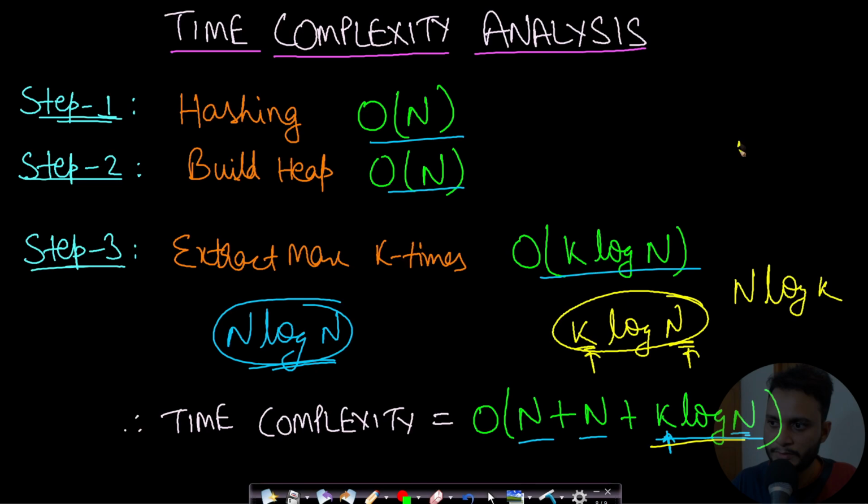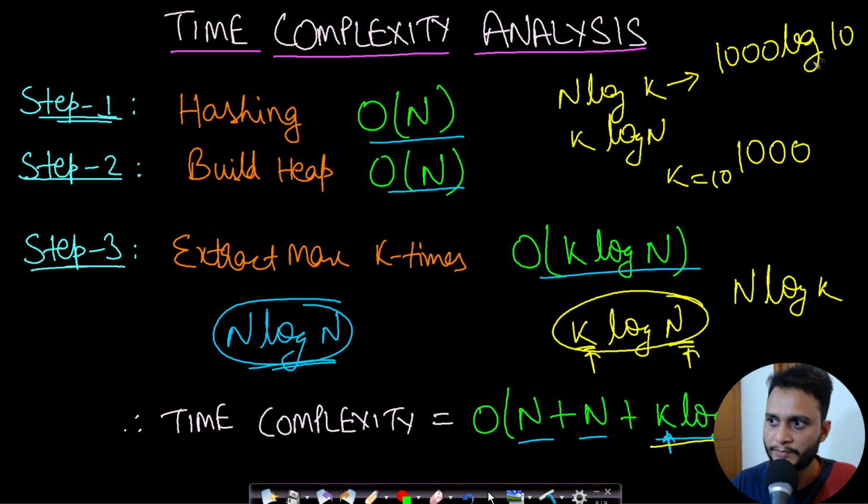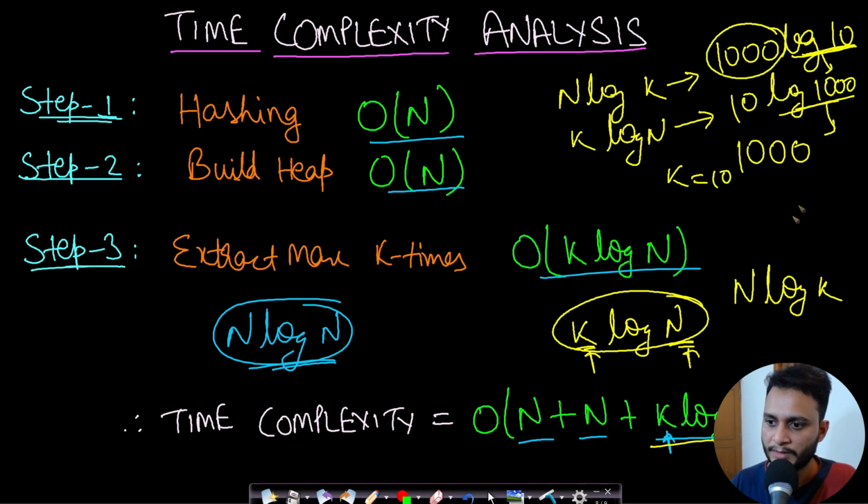Just take n value equal to, let's say, 1000 and k value equal to 10. Now try to apply n log k as well as k log n. Then which one will be better? N log k will be giving you 1000 log 10, and k log n will be giving you 10 log 1000, right? So log 1000 will highly minimize the value, whereas even after minimizing this log 10 value, this is a very high value. I hope you understood why we will be using this first technique instead of the second one, right? So let us now look at the code for this first technique.